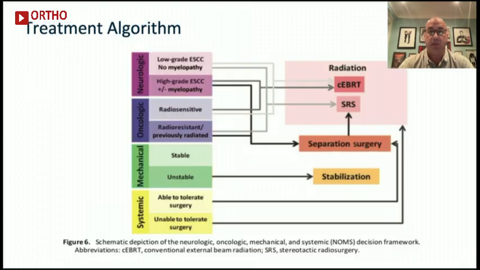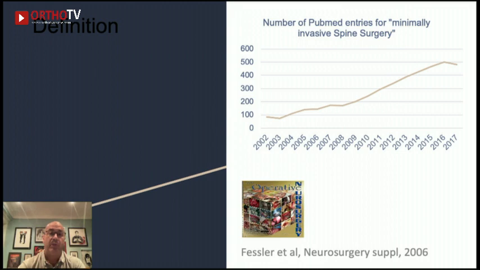Now, in order for us to understand what can be done, or what should be done for this individual, there's several different characteristics that we pay attention to: neurological status, oncological status, mechanical issues, and systemic issues. With all of these, we try to identify the best course of action, whether we need stabilization, whether we need to do just resection of tumor, whether we just need to do radiation, etc. So before we try to answer this question, let's take a look at minimally invasive surgery, MIS or MASS.